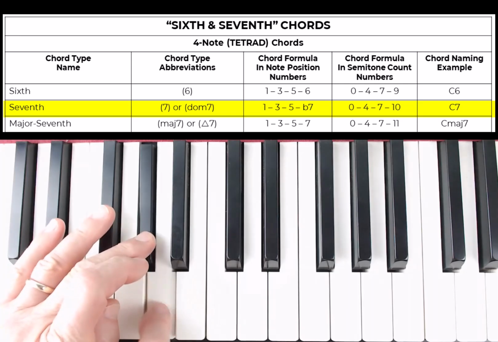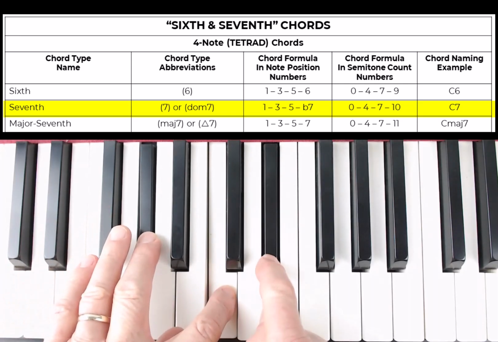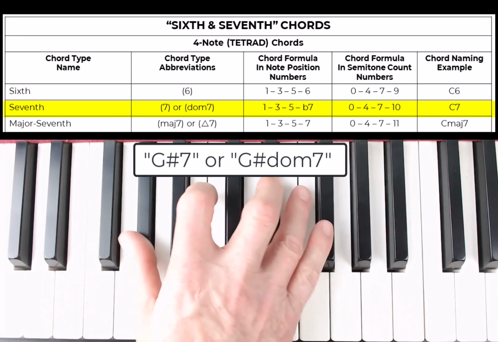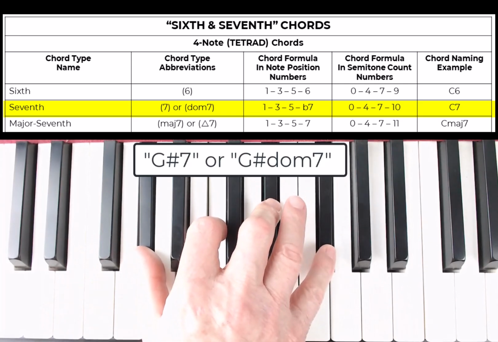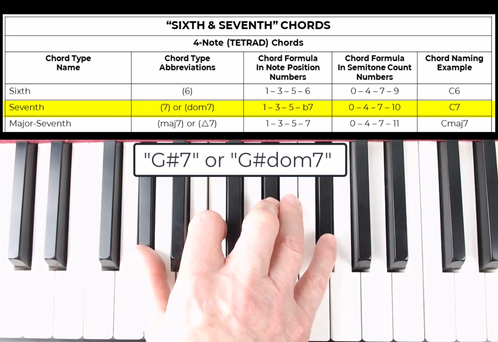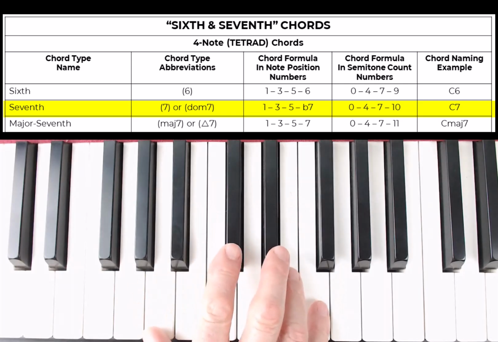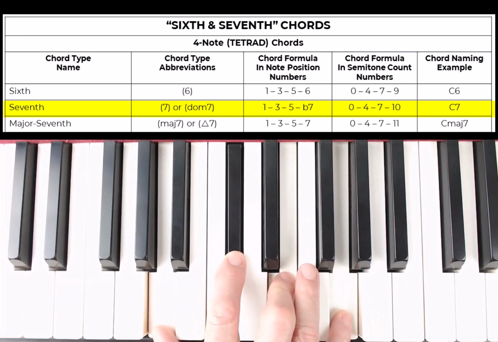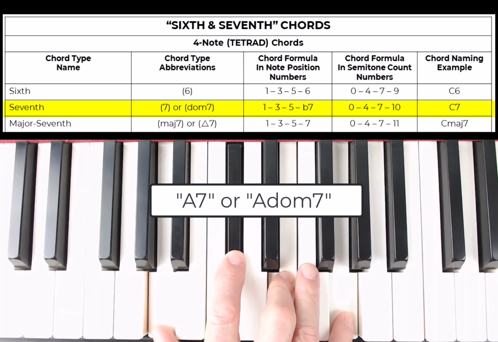So there's 1, 2, 3, 4, 5, 6, 7, 8, 9, 10. That's a G sharp dominant 7th chord. Here's an A. We start with the triad. There's the 7. We count 3 more up. 1, 2, 3. There is that A 7th chord. A 7th or dominant 7th is the more correct name.